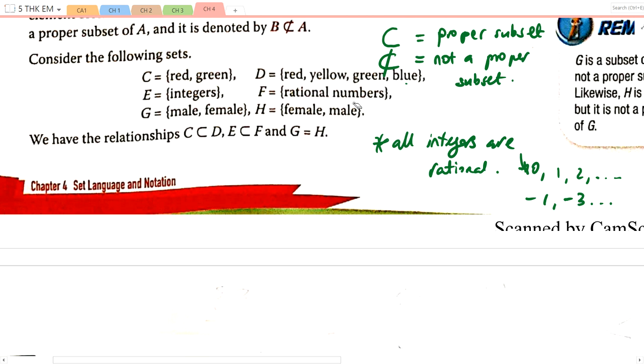And the last example, G contains two genders, male and female. H contains two genders as well, female and male. So we say that these two sets are equal. We can also say that G is a subset of H. We can also say that H is a subset of G, but they are not proper subsets because they are equal.